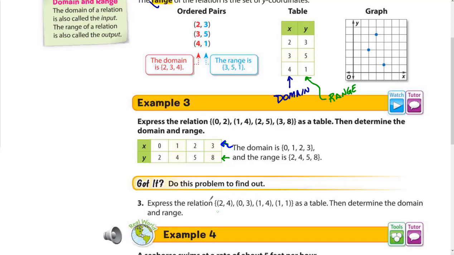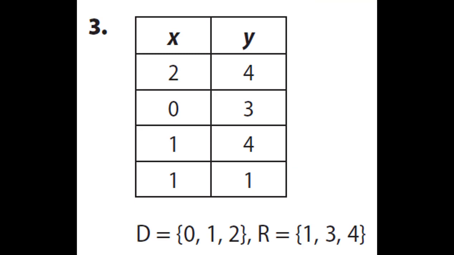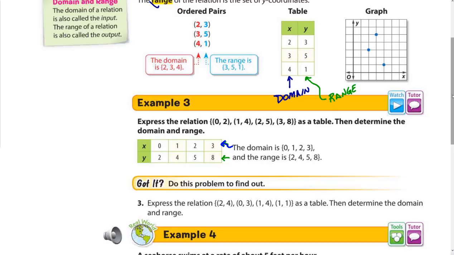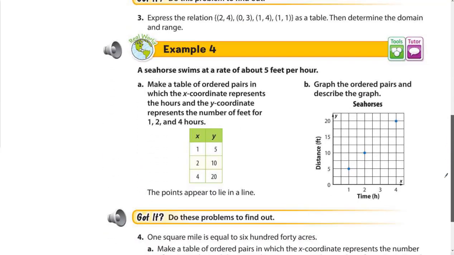So go ahead, got it, problem 3. Build a table out of this relation and then identify the domain and the range. Go ahead, pause the video, do that, come back and check your work. All right, so you had a chance to check your answer on that. Let's look at one more example and then you can try some work.